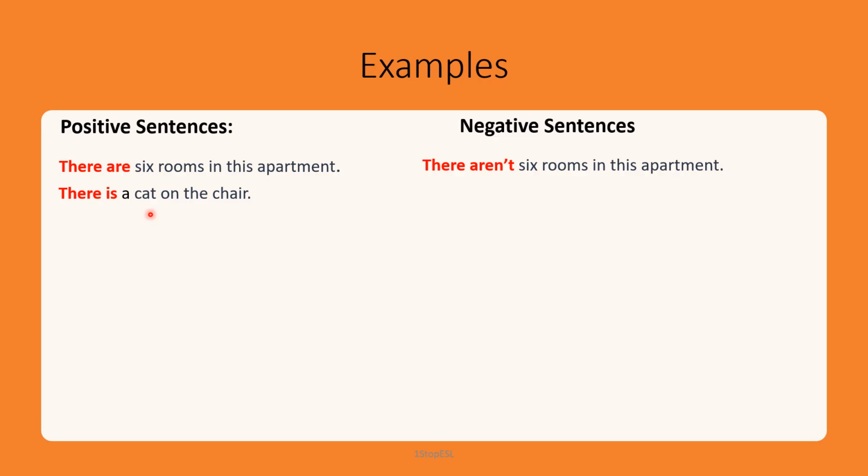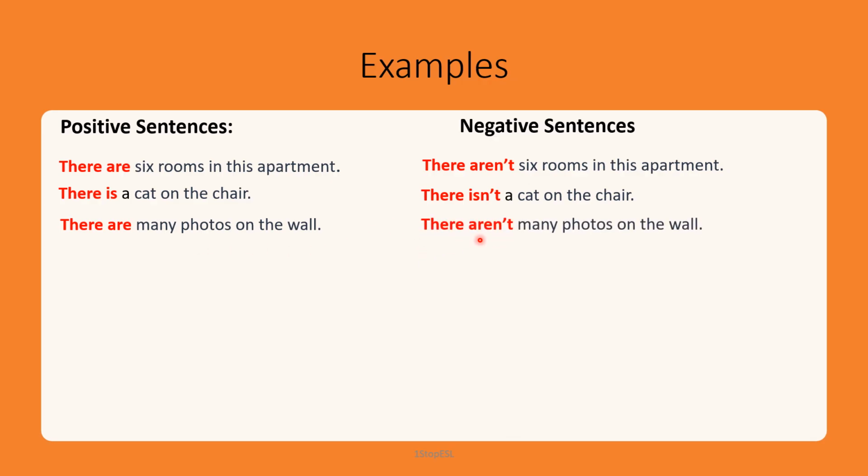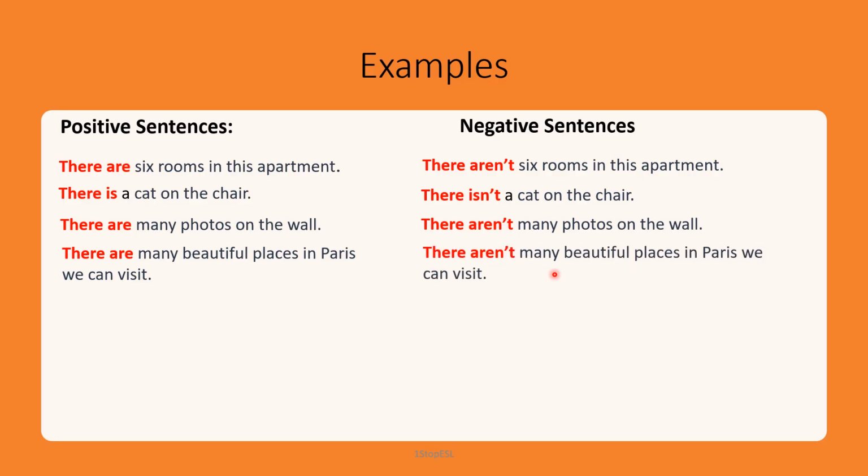There is a cat on the chair. Negative. There isn't a cat on the chair. There are many photos on the wall. Negative. There aren't many photos on the wall. There are many beautiful places in Paris we can visit. Negative. There aren't many beautiful places in Paris we can visit.